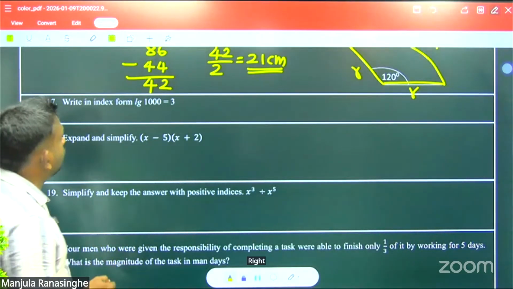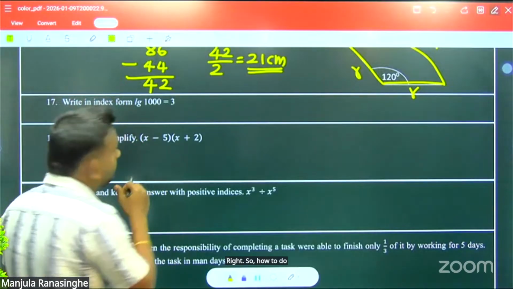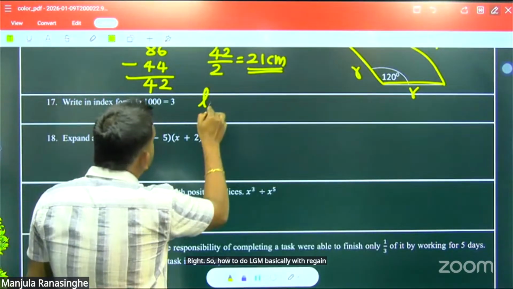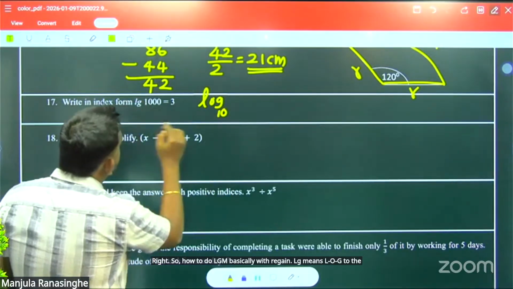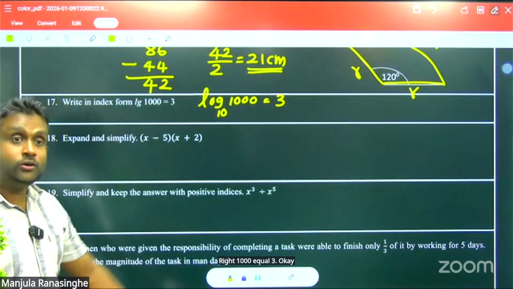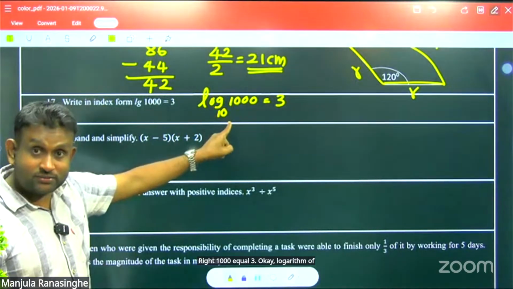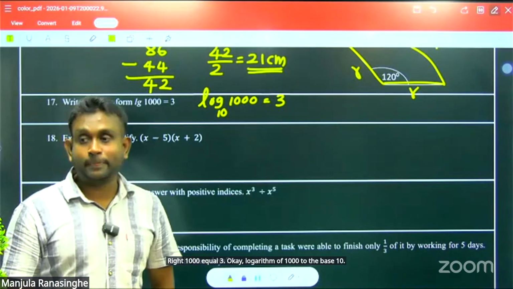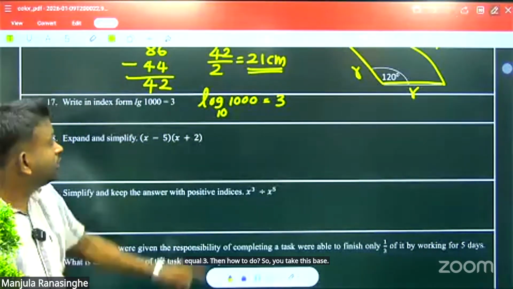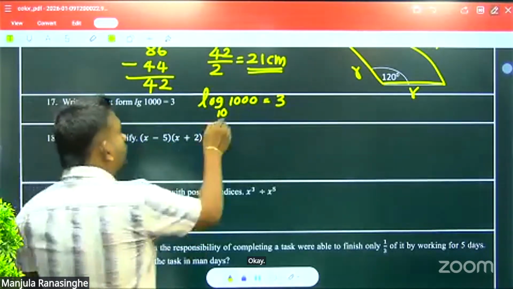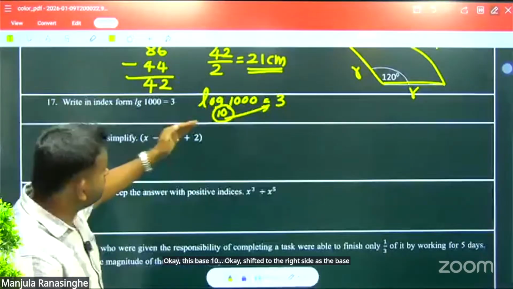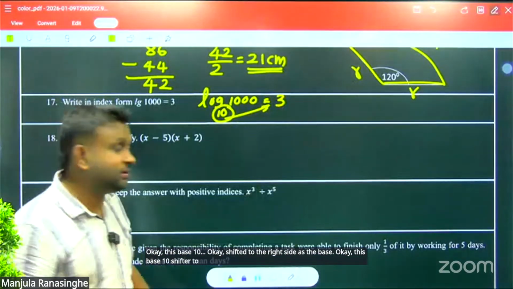So how to do it? Always take lg as log to the base 10. LG means log to the base 10, right? Logarithm of 1000 to the base 10 equals 3. Then how to do it? You take this base 10 and shift it to the right side as the base.